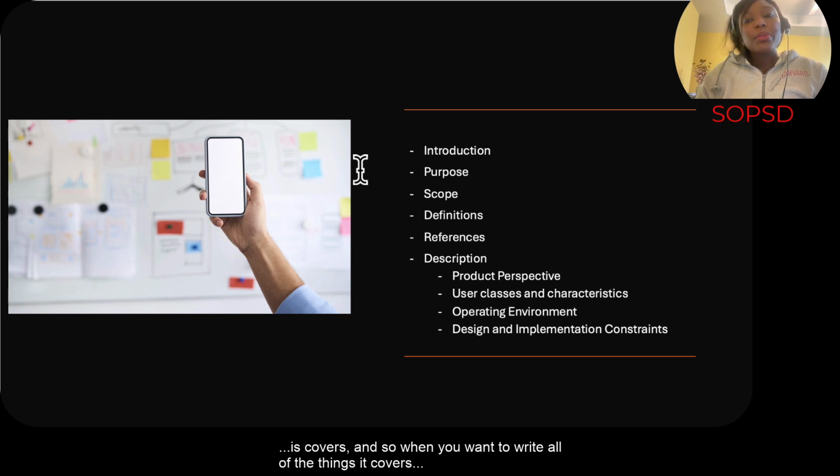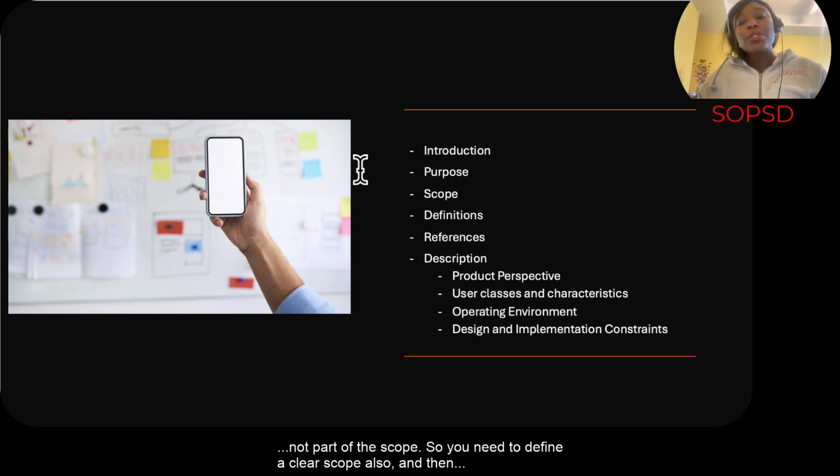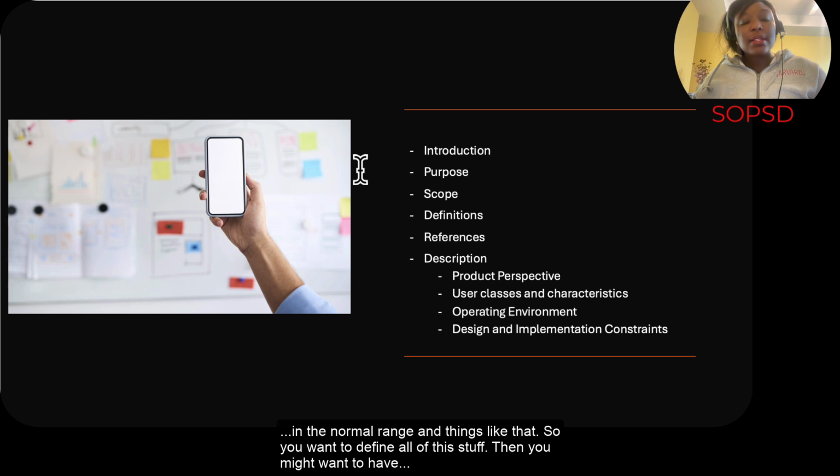And so when you want to put all of the things it covers, you put the scope. The scope will now cover things like exactly what it will do, record A1C test. So if you don't put the scope, it will be like you want to start from the diabetes diagnosis, which is not part of the scope. So you need to define a clear scope also, and then you want to give some definitions of some terms. For instance, what A1C is alert level, what A1C is controlled, what A1C is a normal range, and things like that. So you want to define all of this stuff.